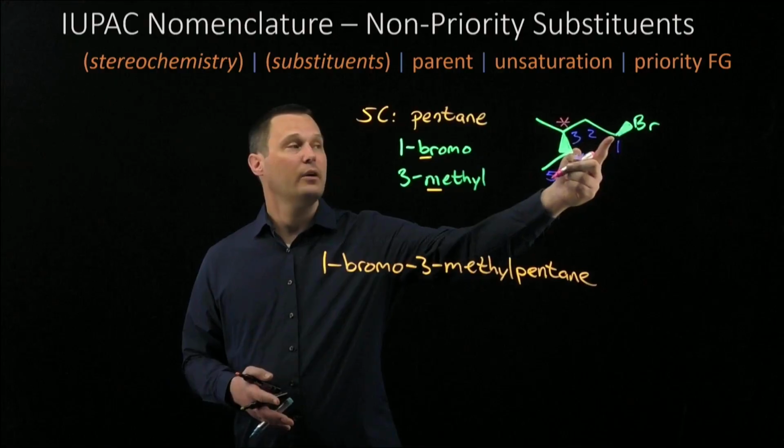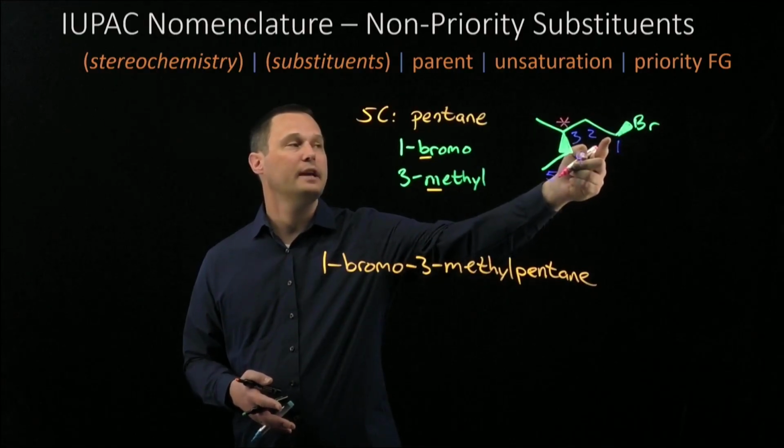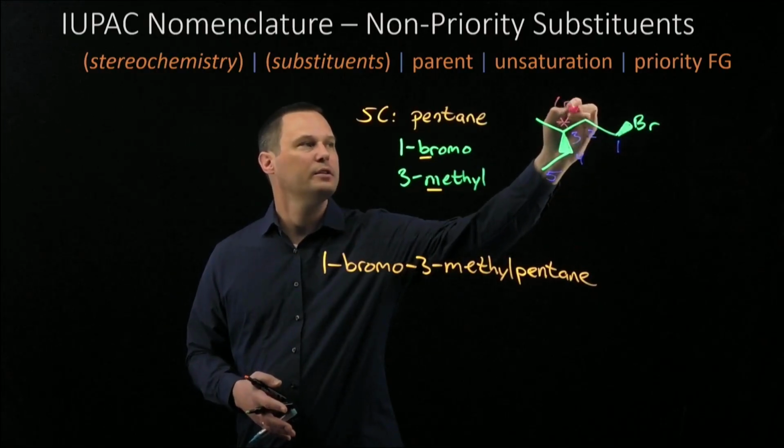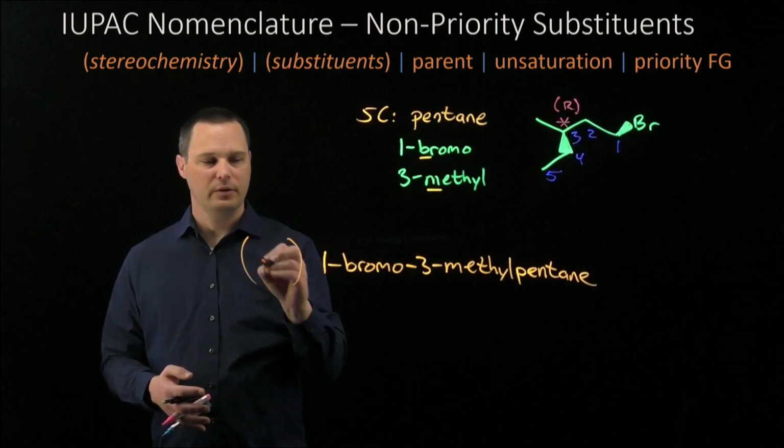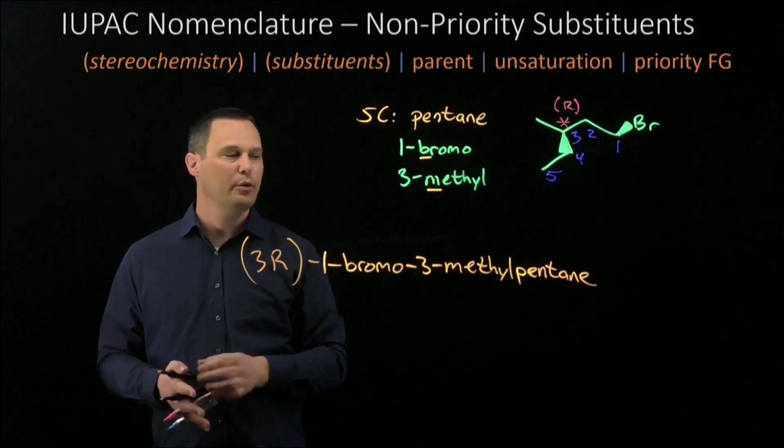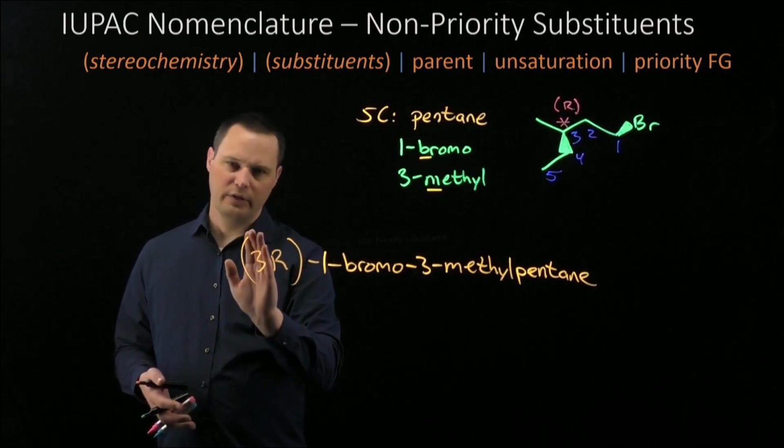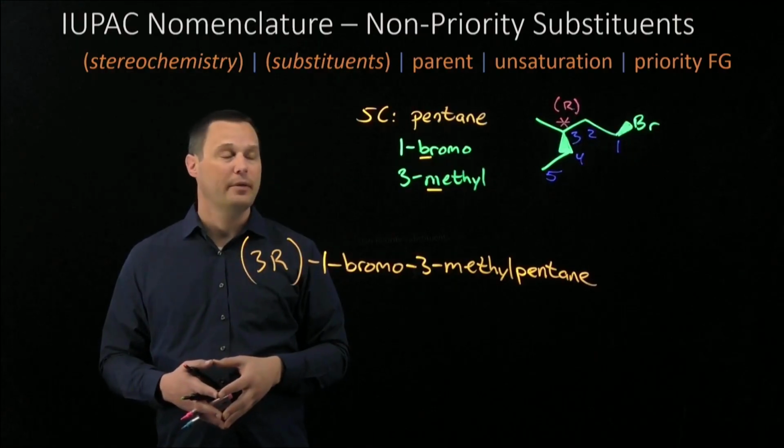Carbon number 1 is not a chiral center. It has 2 identical hydrogen groups attached. Carbon number 3 is an R stereocenter. So in the front of the molecule, we'll put 3R-1-bromo-3-methylpentane. Although you could leave off the 3 and just say R-1-bromo-3-methylpentane.